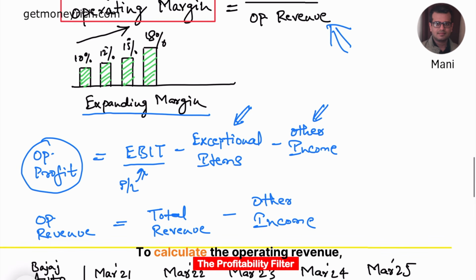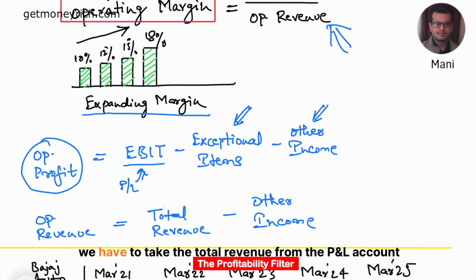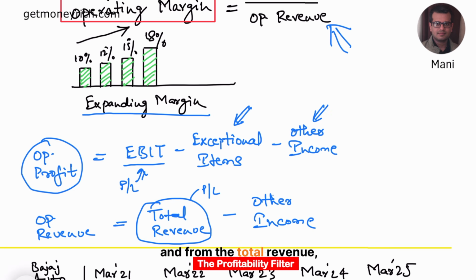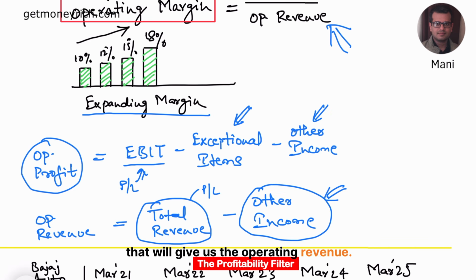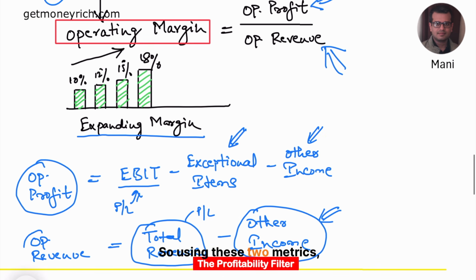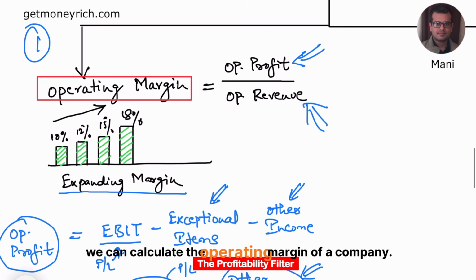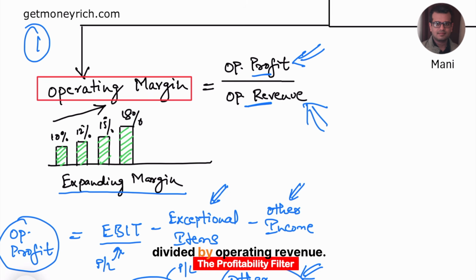To calculate the operating revenue, we have to take the total revenue from the P&L account, and from the total revenue we have to remove the other income component. That will give us the operating revenue. So using these two metrics, we can calculate the operating margin of a company. The operating margin will be operating profit divided by operating revenue.